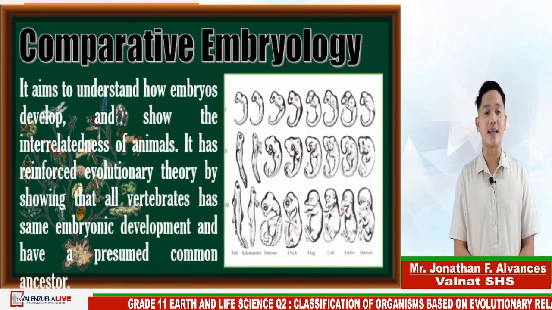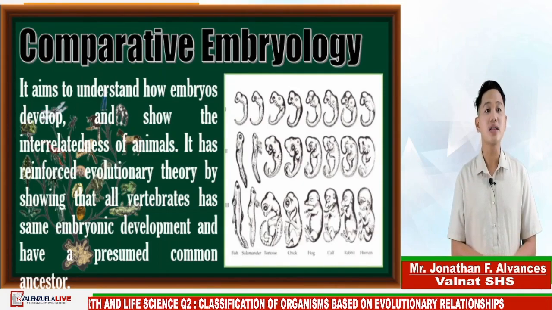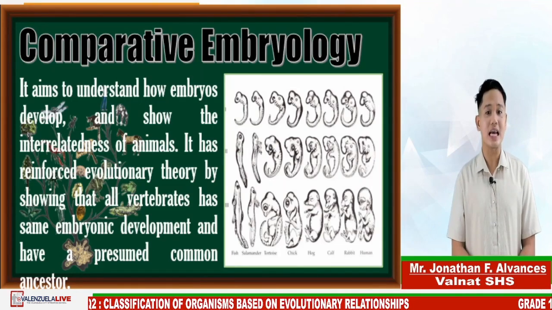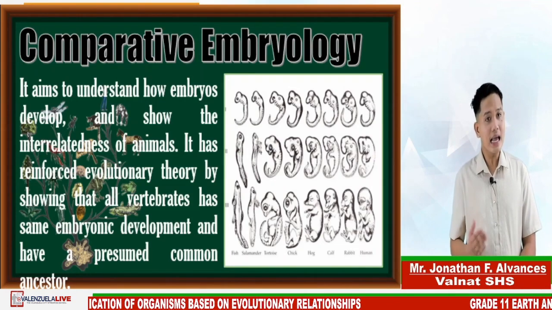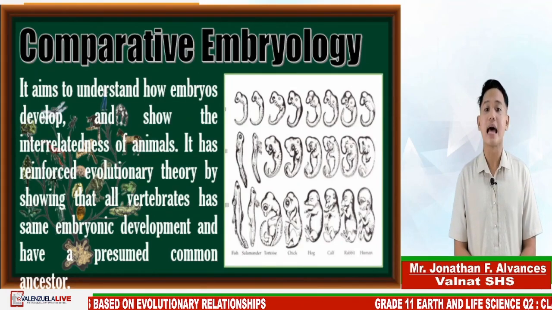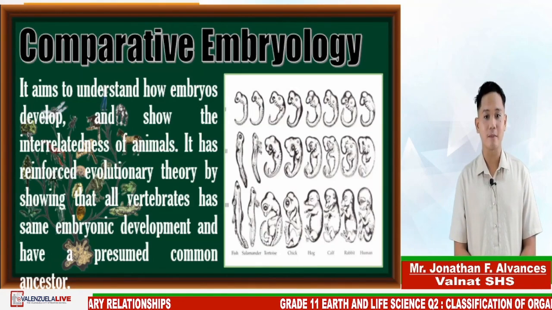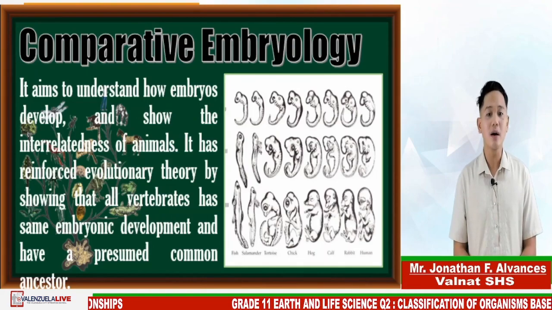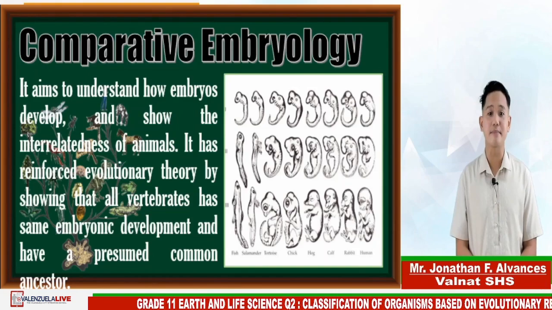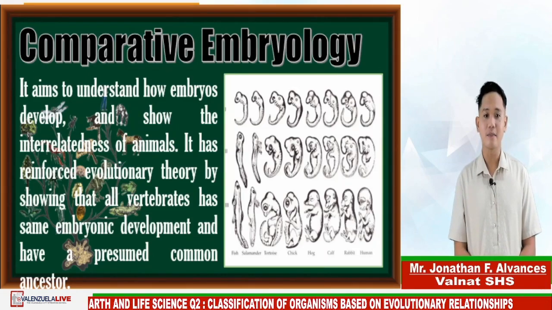Next evidence in phylogeny is comparative embryology. It aims to understand how embryos develop and show the interrelatedness of animals. It has reinforced evolutionary theory by showing that all vertebrates have the same embryonic development and have a presumed common ancestor. It suggests that animals with the same embryonic development and pattern may be related.